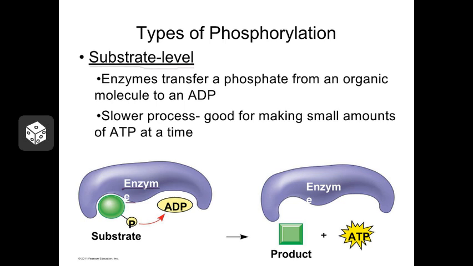So in substrate level phosphorylation, what happens is that an enzyme comes along, it picks up an ADP and some other molecule with a little phosphate on it, and it transfers that phosphate onto the ADP to make ATP. The enzyme will also end up making a little product that has been dephosphorylated because it had a phosphate group removed from it. Substrate level phosphorylation, again, is slow. Each enzyme can only make one ATP at a time, but it's a pretty simple, straightforward method.